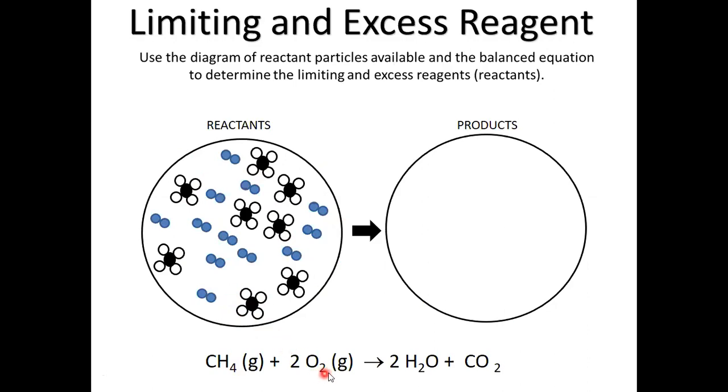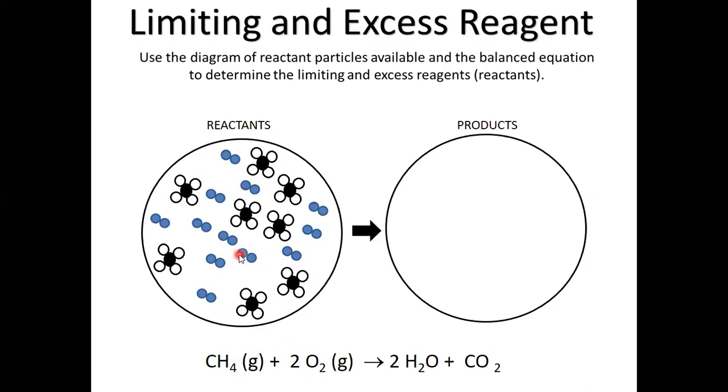Our O2 particles would be these 2 blue particles joined together. And we see there's a certain quantity of these available. Well, what we look for is the coefficients. The coefficients reveal what the quantity is as these react. It looks like since there's no coefficient in front of CH4 and a 2 in front of oxygen, they're going to react in a 1:2 ratio.